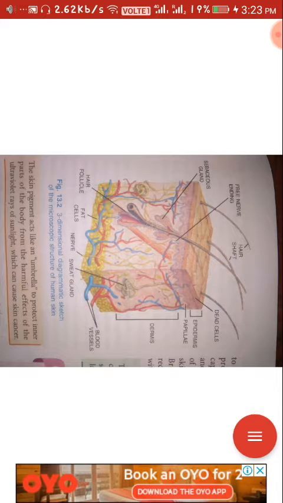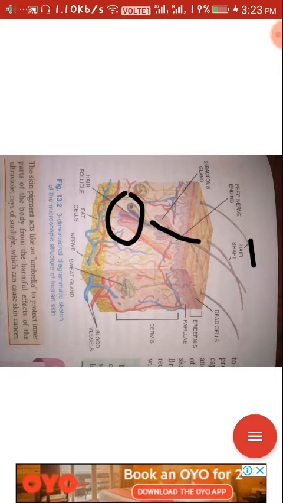The only thing you need to know about hair is that hair consists of 3 parts. This is the hair shaft, that is the visible portion above the skin. The root is the part which is embedded in the skin, and the hair bulb is the swollen part. That is it. You only need to remember this about hair.